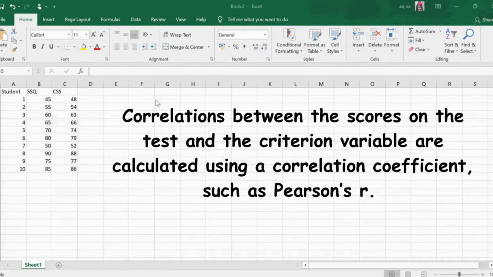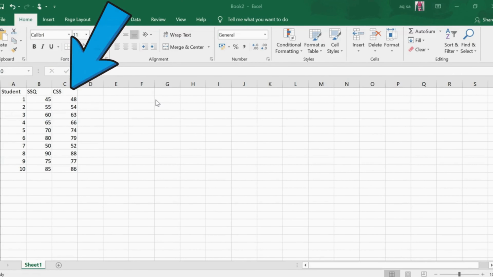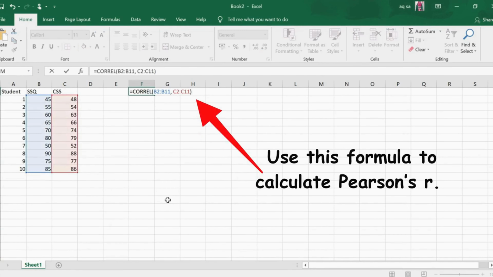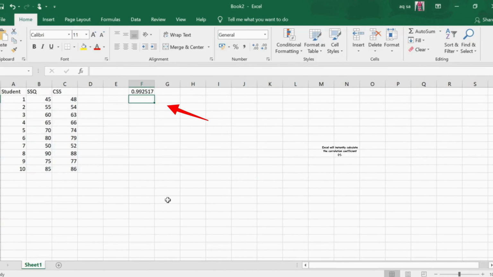Correlations between the scores on the test and the criterion variable are calculated using a correlation coefficient, such as Pearson's R. Here we have a new student stress questionnaire, SSQ, and we want to see if it gives similar results to an already trusted clinical stress scale, CSS. Both tests were given to the same 10 students. Use this formula for Pearson's R. Excel will instantly calculate the correlation coefficient R. The value we get here is 0.99.